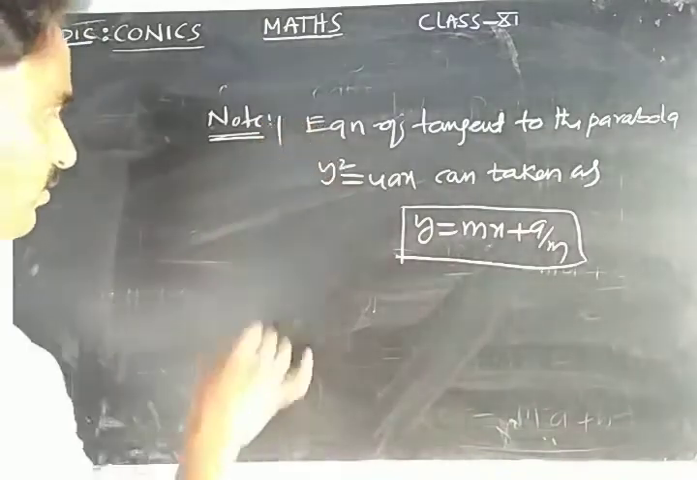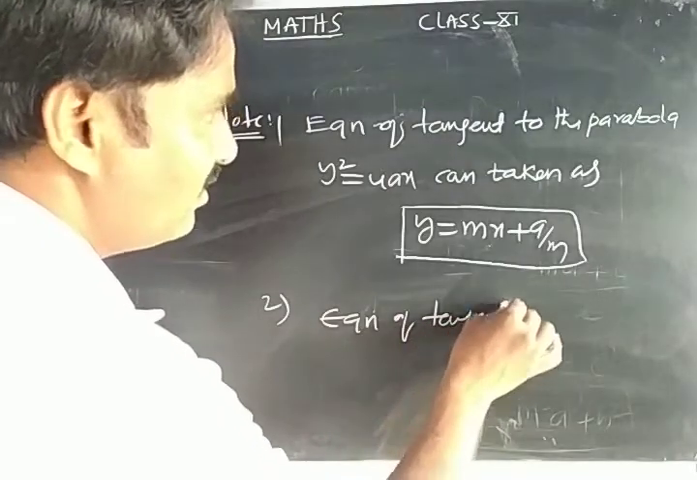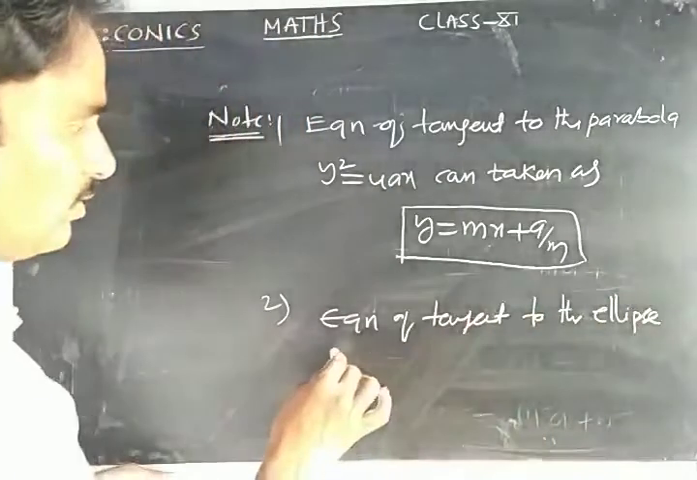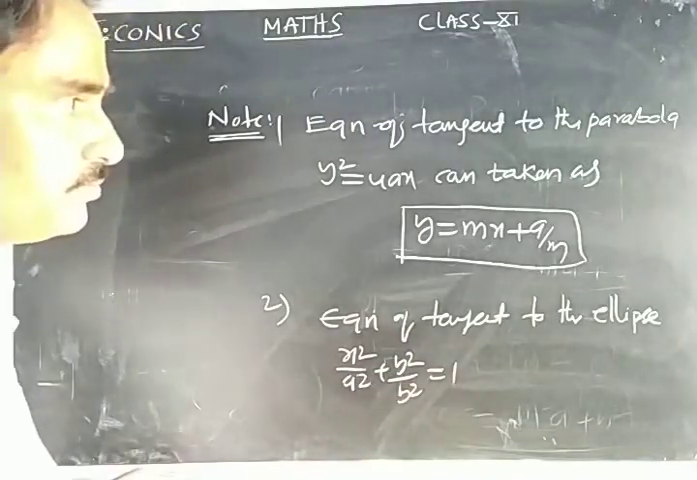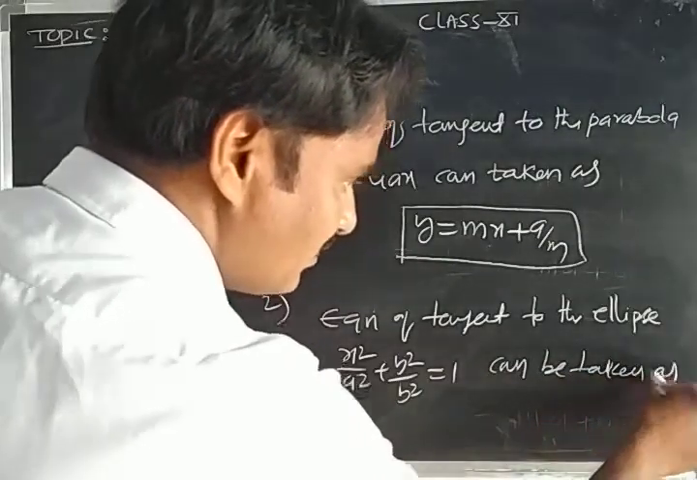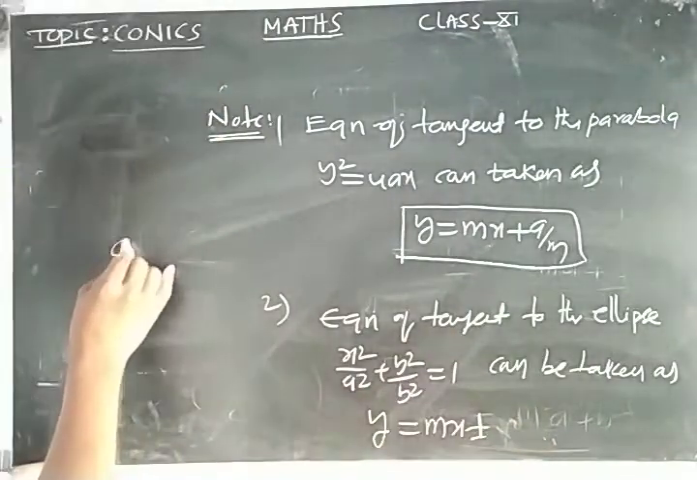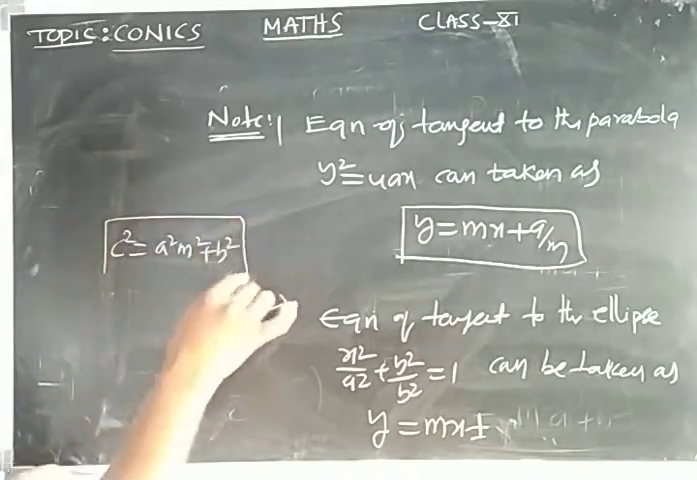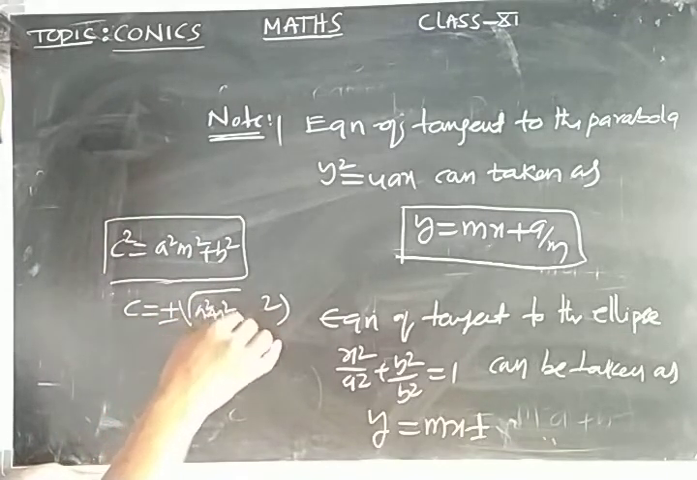Note 2, for the ellipse. The equation of tangent to the ellipse x square by a square plus y square by b square is equal to 1 can be taken as y equal to mx plus or minus something. Why? Because what we got is c square equal to a square into m square plus b square for the condition of tangency. From this we can get c equal to plus or minus square root of a square m square plus b square.